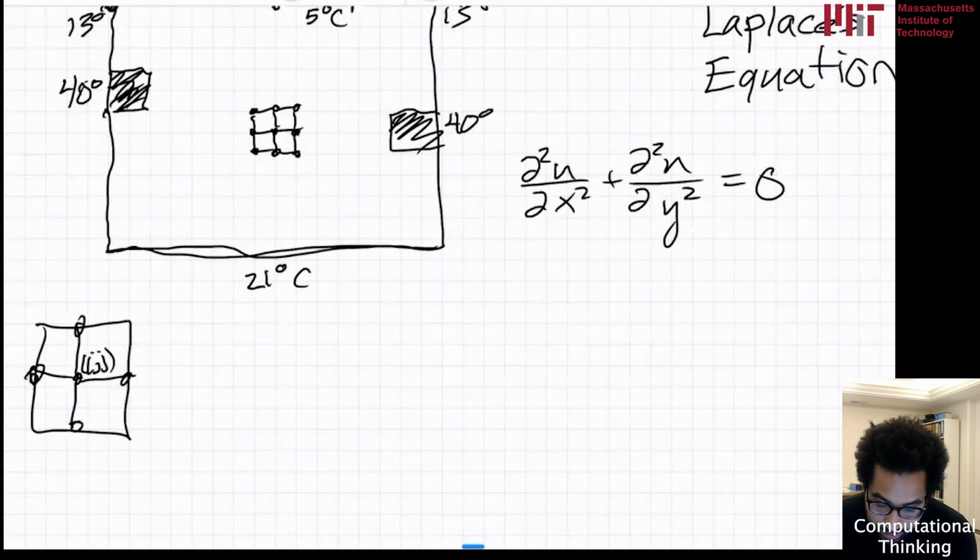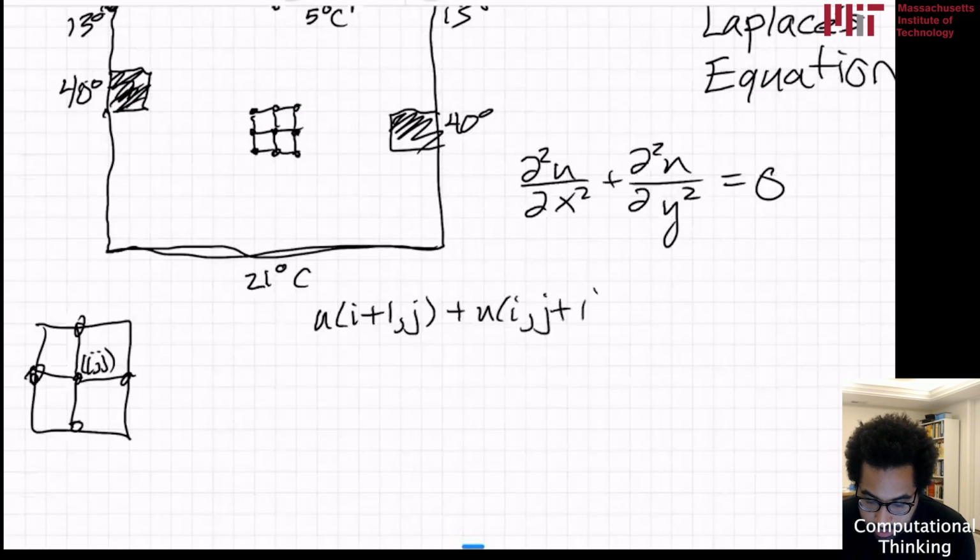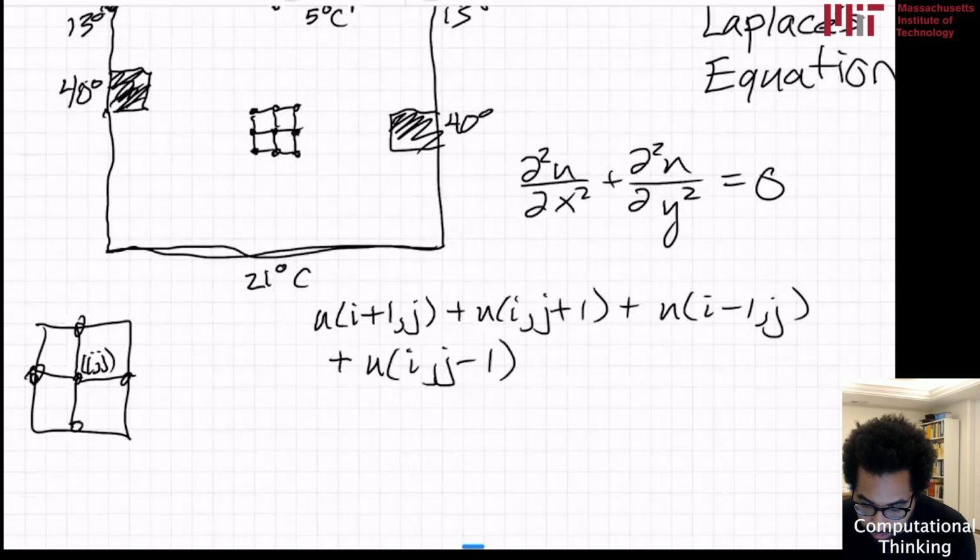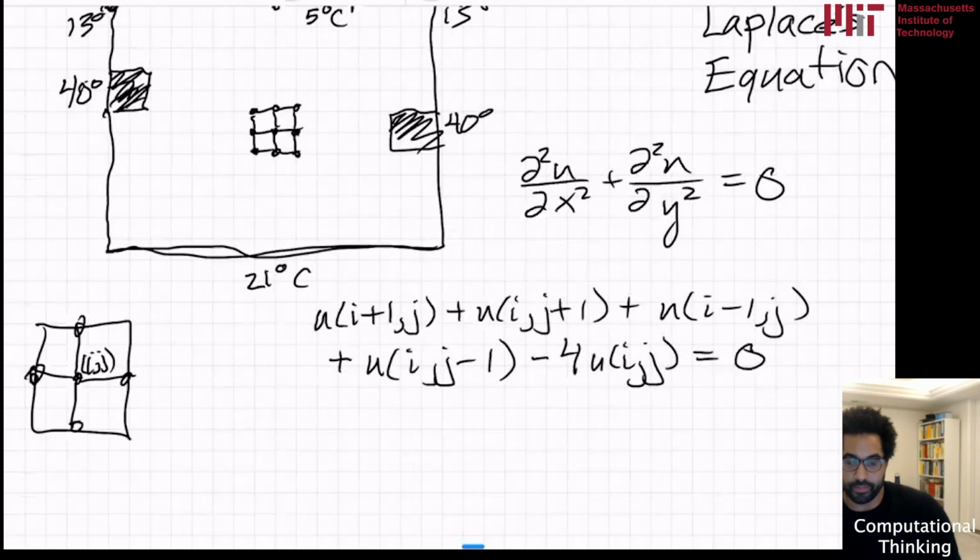We can approximate that equation by instead asking that the following condition be satisfied. We can ask that u(i+1, j) plus u(i, j+1) plus u(i-1, j), and finally plus u(i, j-1), all minus 4u(i,j), we can set this equal to 0.